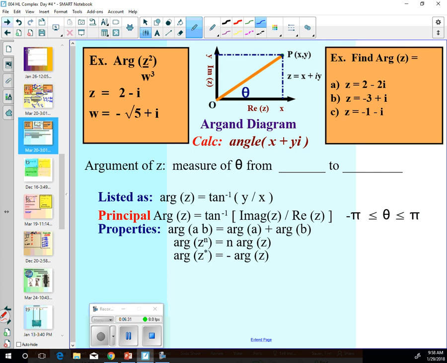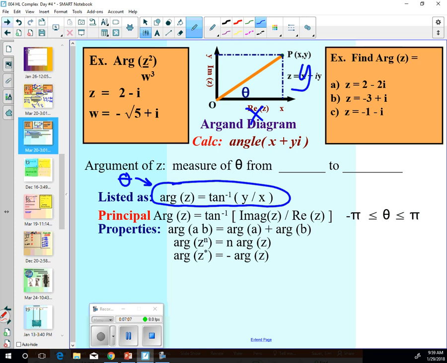If this is y and this is x, what relationship does theta, y, and x have? No, not sine. Tangent, right? Opposite over adjacent. So if you want to know the angle theta, or we call the argument, the angle, and the modulus is the magnitude, you take the inverse tangent of y over x. Oh, I wish it was that simple. But it's not.